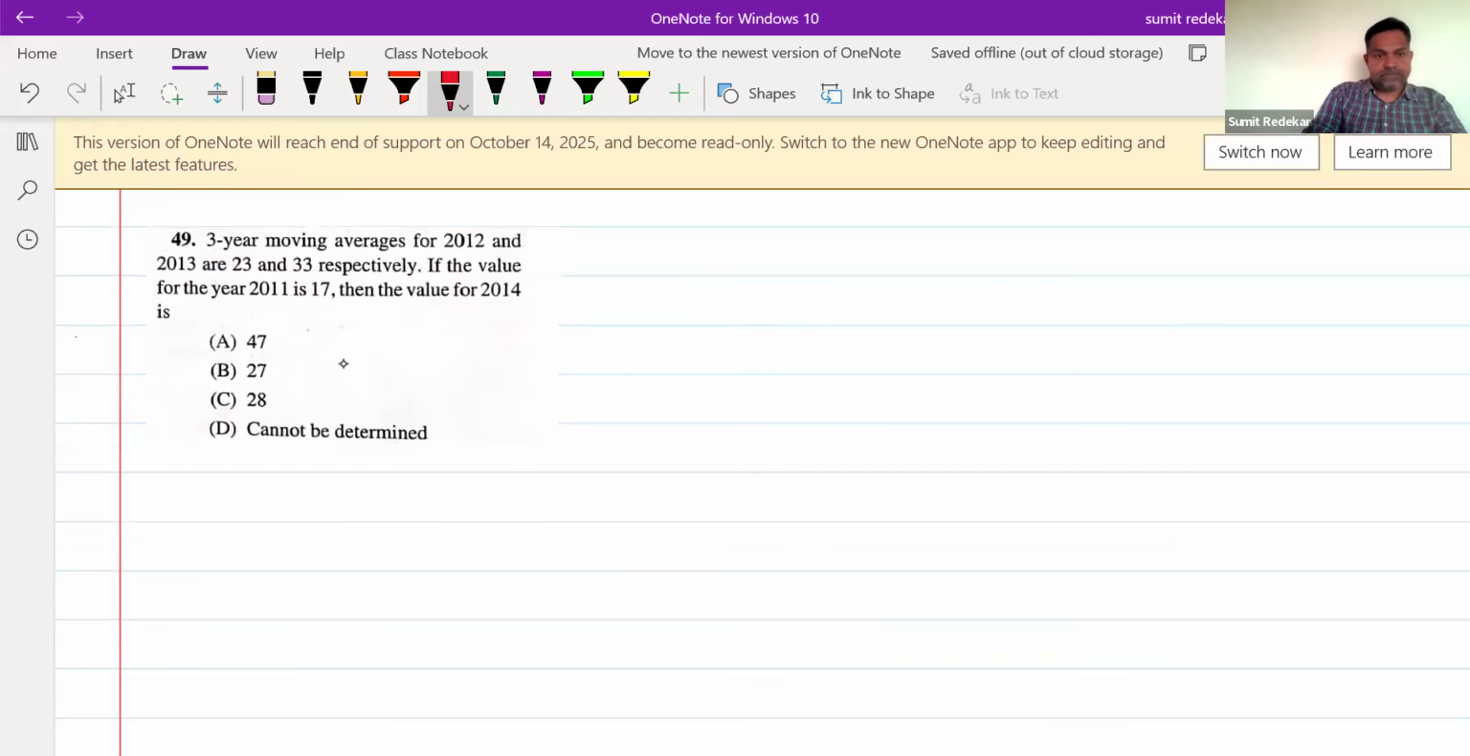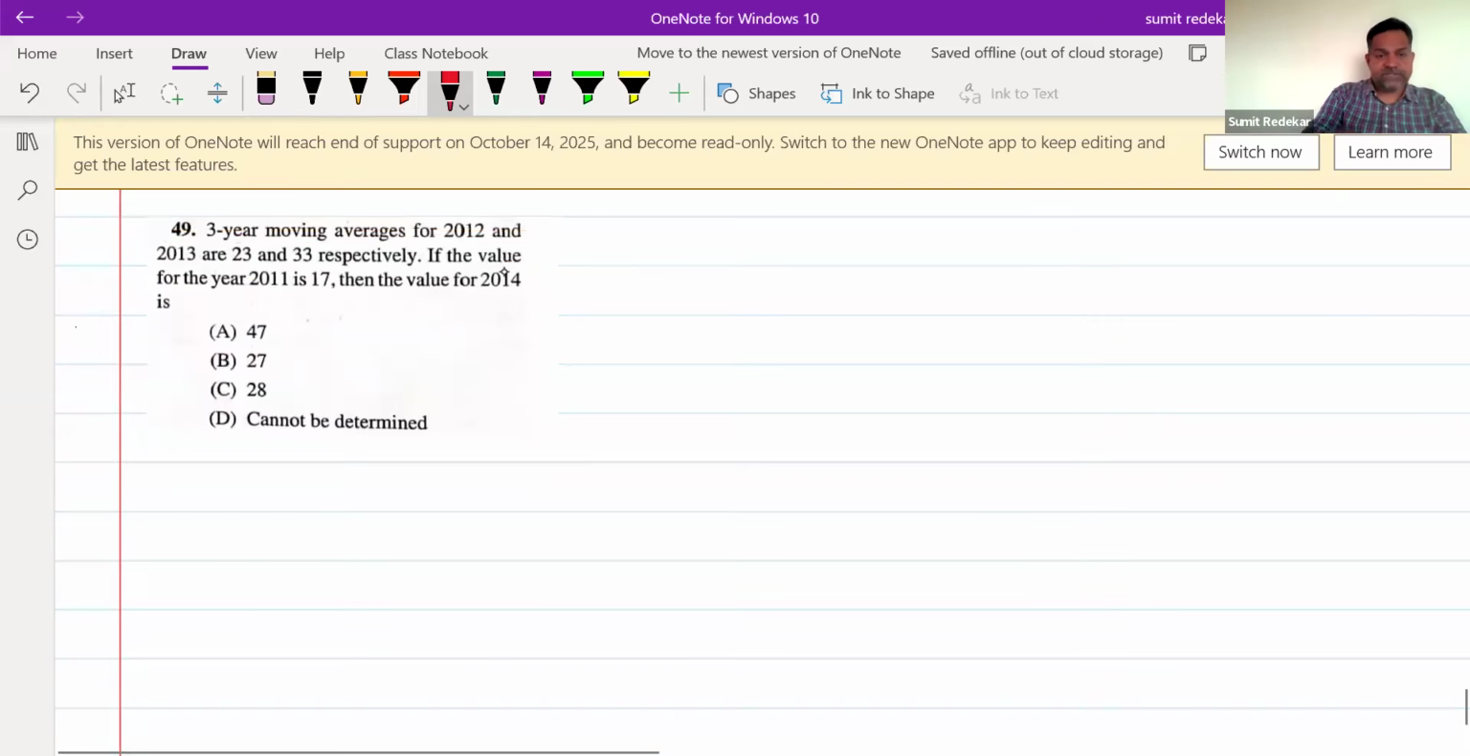Question number 49. The 3-year moving averages for 2012 and 2013 are 23 and 33. If the value for the year 2011 is 17, then what is the value for 2014? So very interesting question. To start with, 2012 से डेटा दिया है तो 2012, 2013, 2014 नहीं 2011 भी है तो 11, 12, 13 एंड 14.